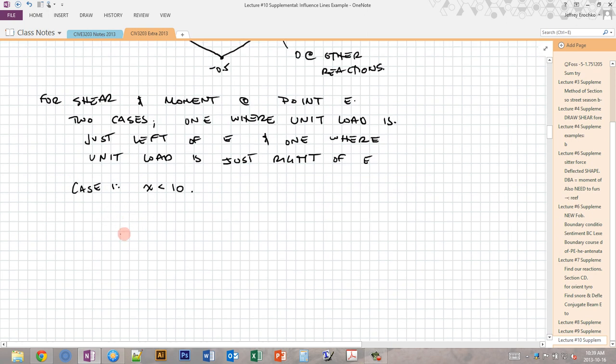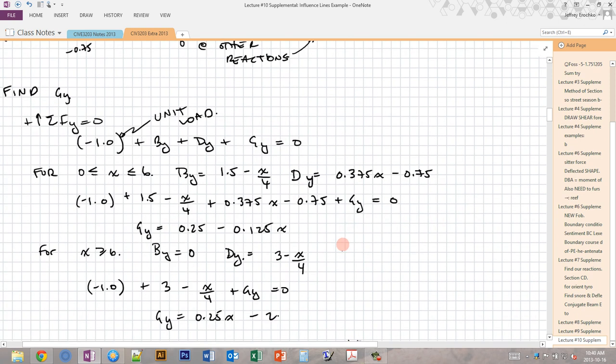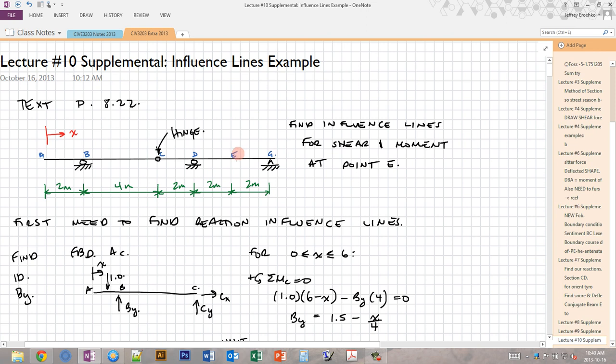So here's our little piece of beam. This is between E and G. So this is just the end, this little bit here. So if we go all the way up to the top, then we're looking at just this cut.